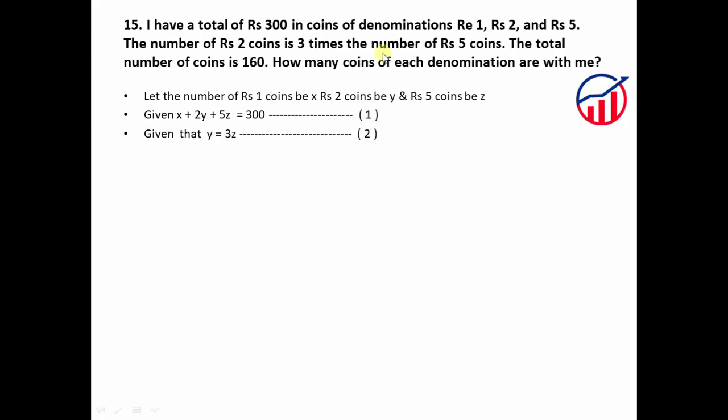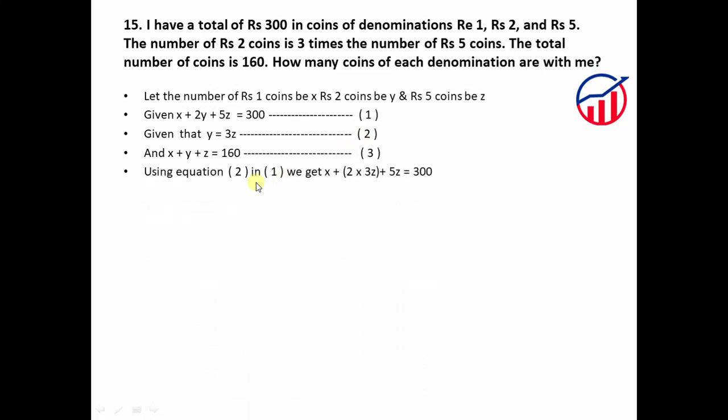Then what is given? Given that the number of 2 rupees coins is 3 times the number of 5 rupees coins. So 2 rupees coins is y, which is 3 times the 5 rupees coins, which is z. So this is our second equation. Then the third information given is that the total number of coins is 160. So if you add x, y and z, the total would be 160. This is our third equation.